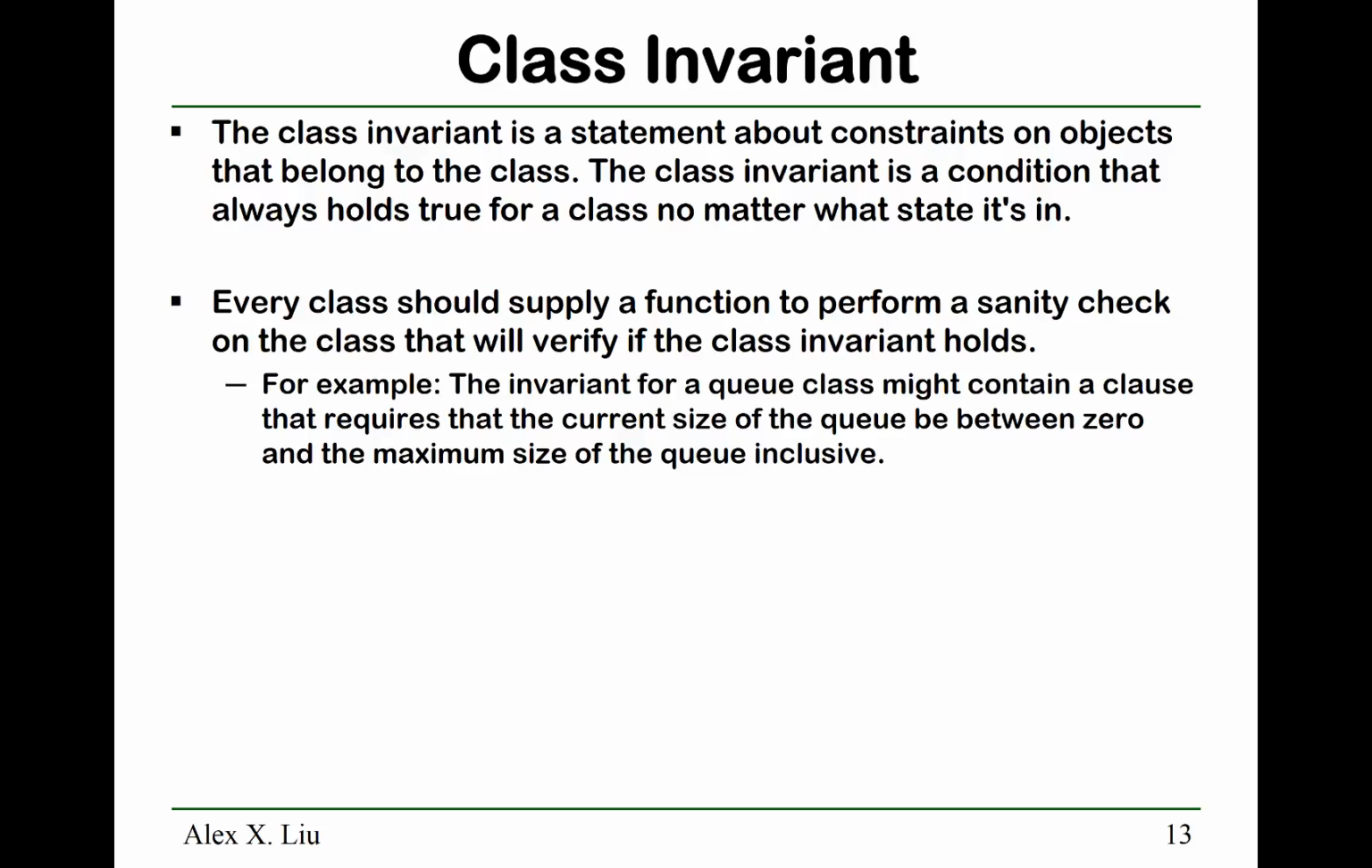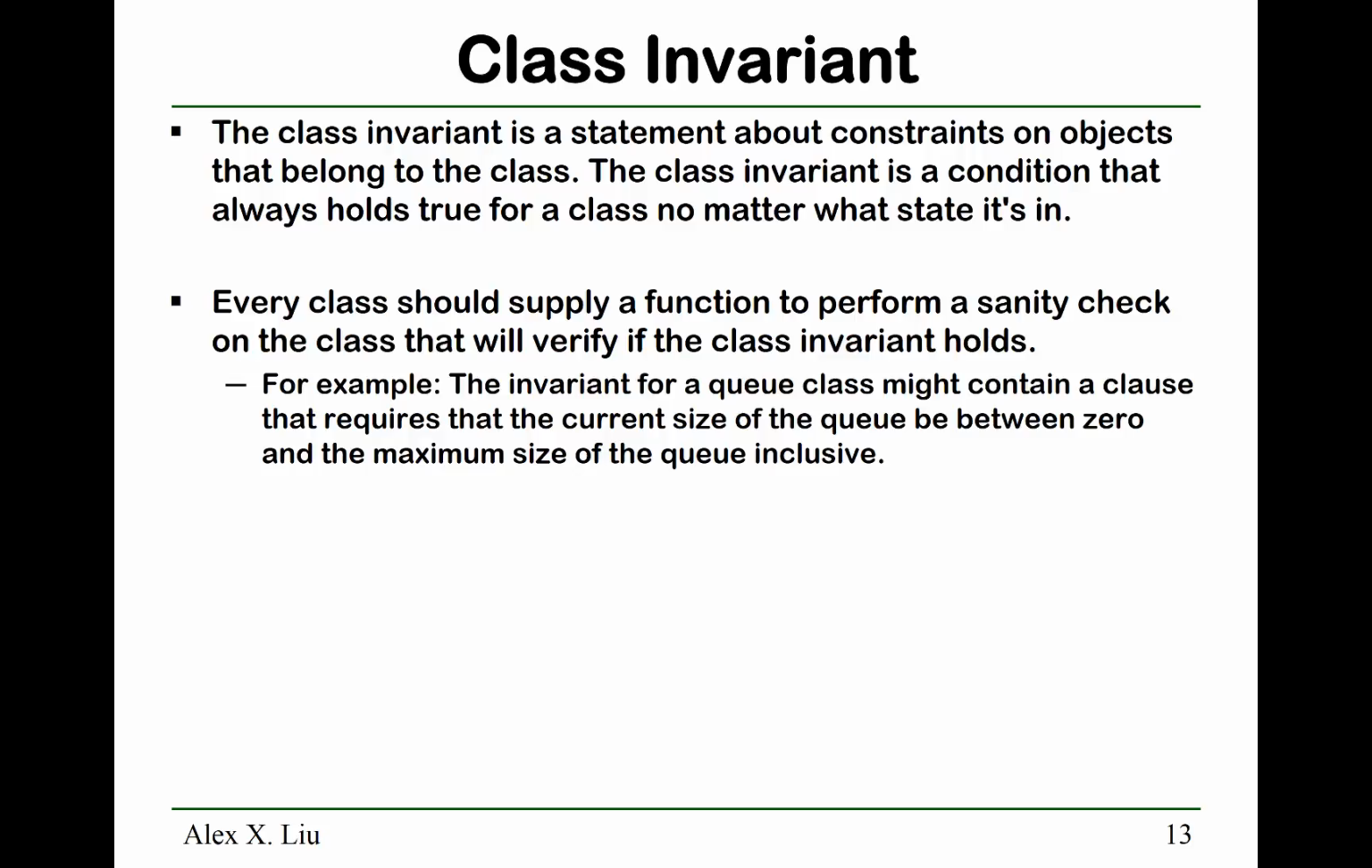Class invariance. A class invariant is a statement about some constraint on the objects that belong to the class. It means a condition that always holds true for the class no matter what state it's in. For example, say the size of a stack should never be less than 0. This could be an invariant of the stack class.